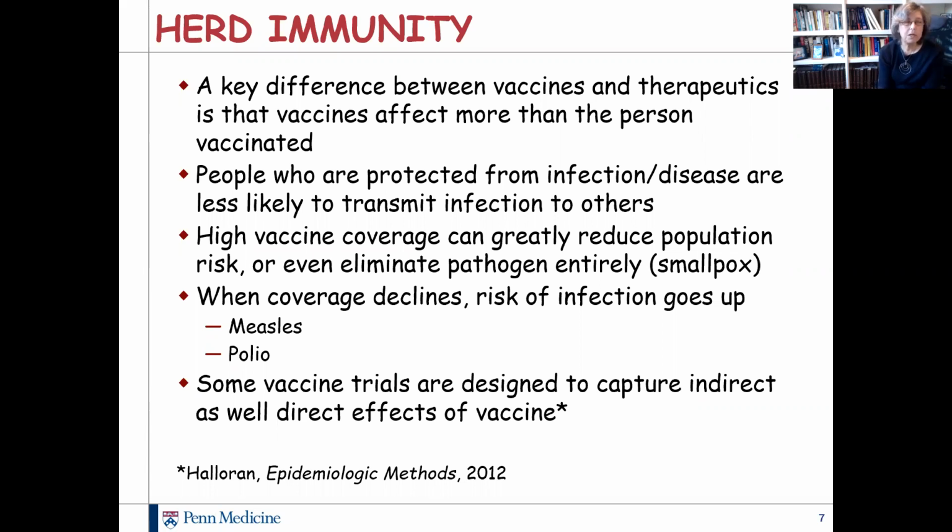But when coverage declines, the risk of infection goes up. We've had measles outbreaks in recent years, and even more recently, we've seen cases of polio. And this is what happens when people stop getting vaccinated. There are vaccine trials that are designed to capture the indirect as well as the direct effects of vaccine. Don't have time to go into those details, but a very nice paper by Betz Halloran, published about 10 years ago, talks about some of those methods.